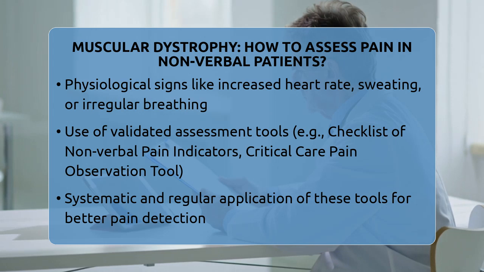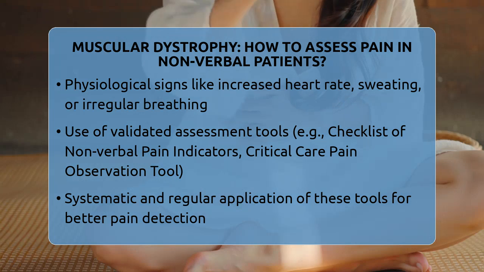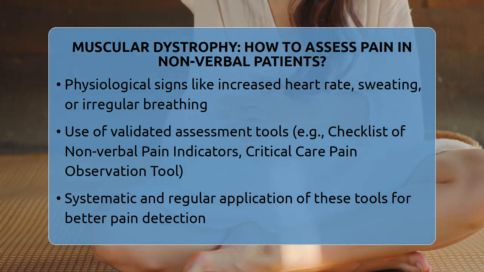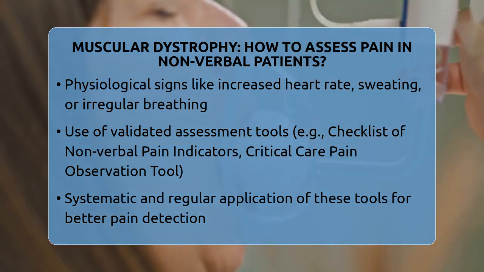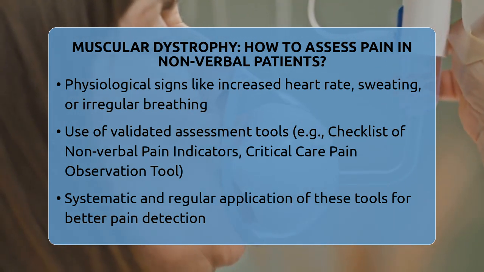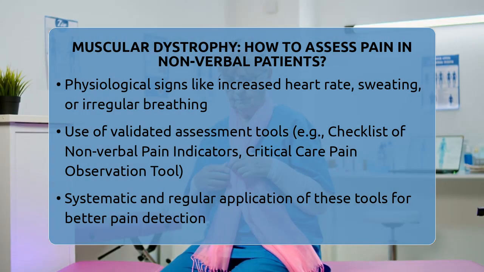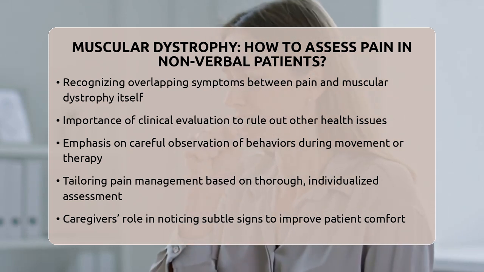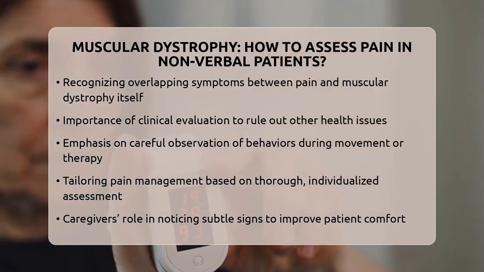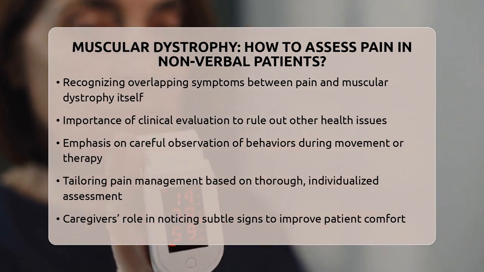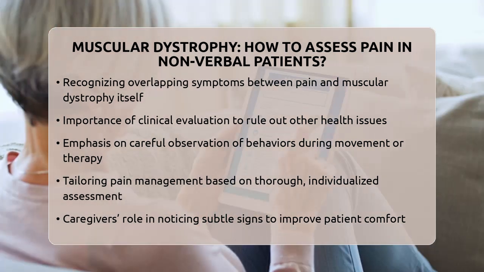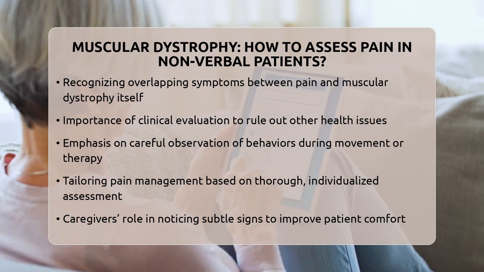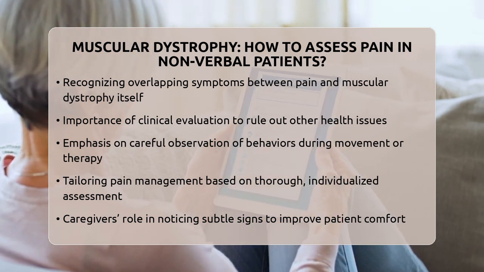Other scales like the Pain Behavior Checklist or the Chronic Pain Scale for nonverbal adults include assessments of emotional reactions, facial expressions, body language, and physiological signs, helping to track ongoing or recurrent pain. Applying these tools regularly and systematically is essential. Caregivers and healthcare professionals trained in recognizing subtle signs can better detect pain early. It's important to observe behaviors during different activities, especially movement or physical therapy, since pain often worsens with activity.